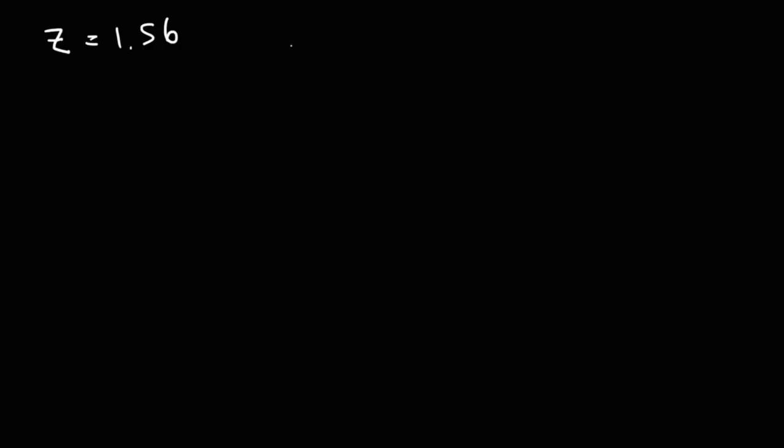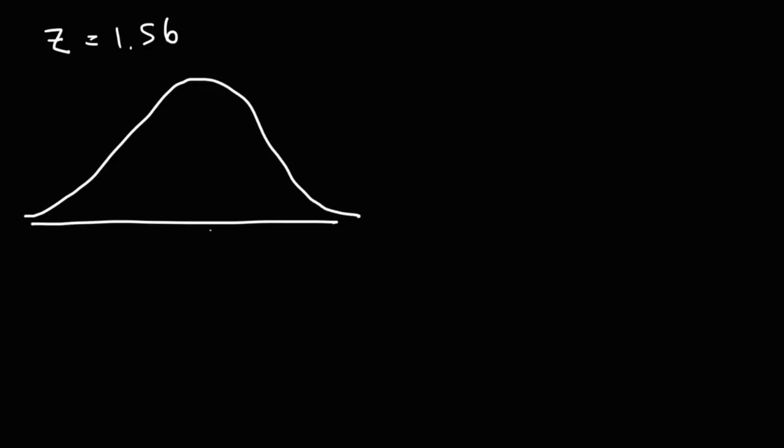Now I'm going to show you how to use it real quick, but let me talk about the graph. So here is our standard normal distribution. Let's say this is the mean. And let's say this is the z-score of 1.56.